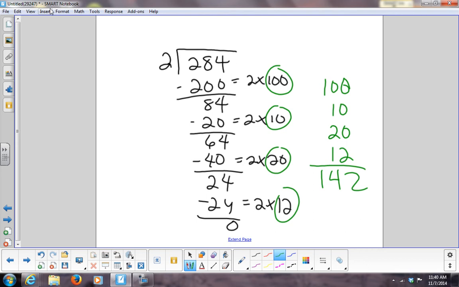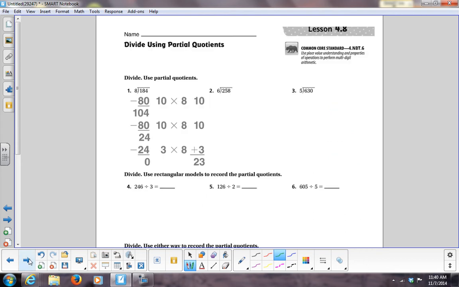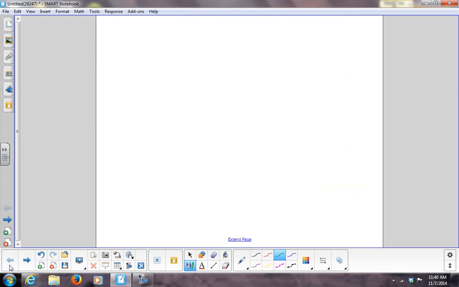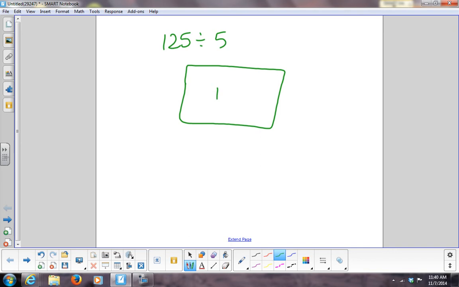We'll do some more practice, but I need to show you how to do the box method, the rectangle method, okay? All right, so we have the box. Let's go back to our first one, 125 divided by 5. We have our box, 125, our total, and this is divided by 5. We knew that 5 times, what did we start with, 10 last time? Everybody with me? So we started with 10, so we can shade in part of that box.